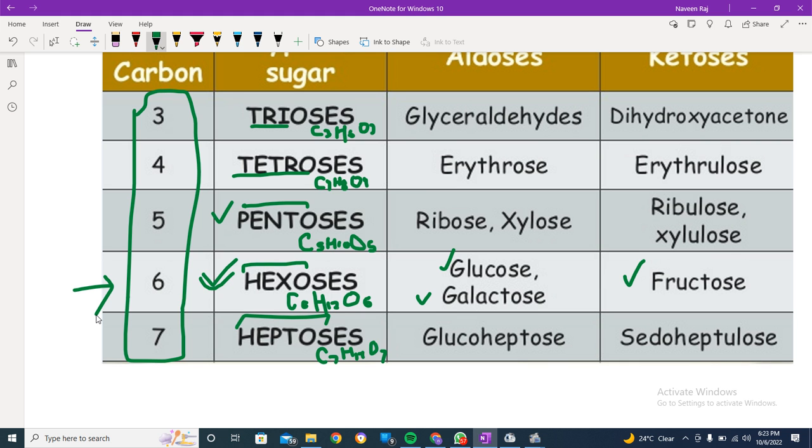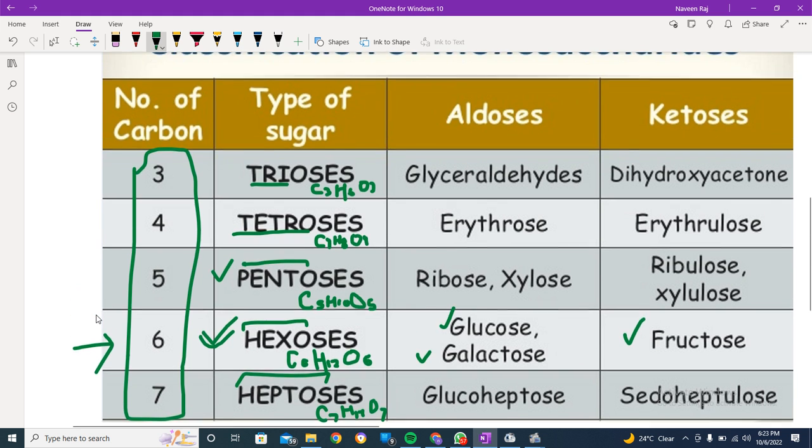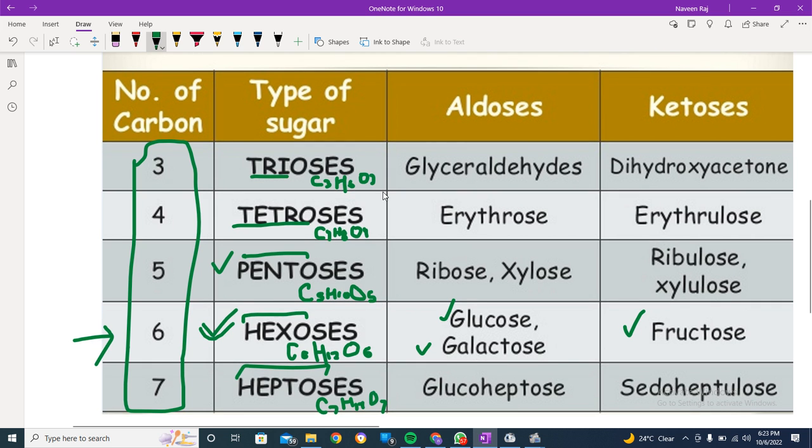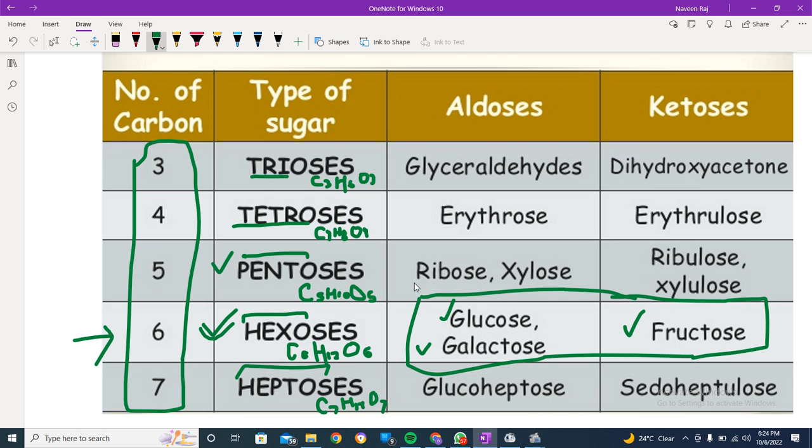So let me draw the classification. You need to remember what sort of monosaccharide is in aldoses and what sort is in ketoses. This is very, very important. You can leave others, but this you need to remember. Ribose in the pentoses is also important. Others are not on our syllabus, they are just mentioned, but we are going to study the hexoses in detail: glucose and galactose are aldoses, and fructose is a ketose.